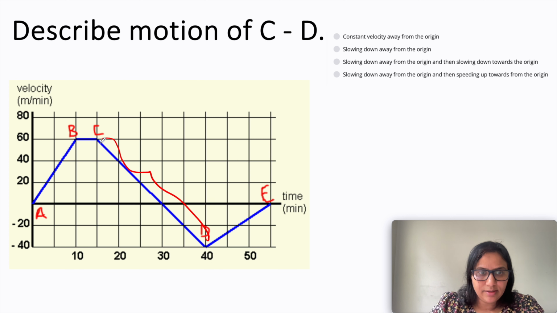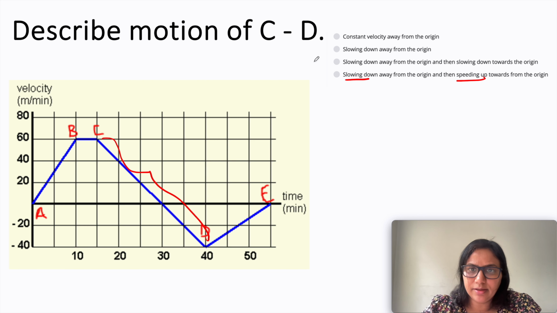As you can see, here it is slowing down and here it is gaining speed. So definitely slowing down and then speeding up. So the option is D, the last choice.